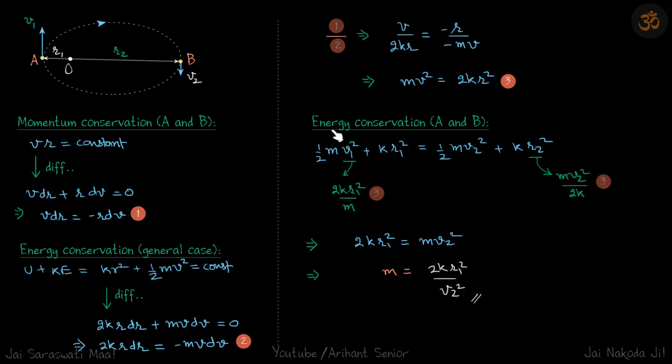Now we'll do energy conservation again for points A and B: half mv1 square plus kr1 square is equal to half mv2 square plus kr2 square. Using this equation we can get rid of v1, so we'll write v1 in terms of r1, and with this equation we'll get rid of r2, so we'll write r2 in terms of v2. In the problem r1 and v2 are given. So now we can find the mass, which will be our answer.